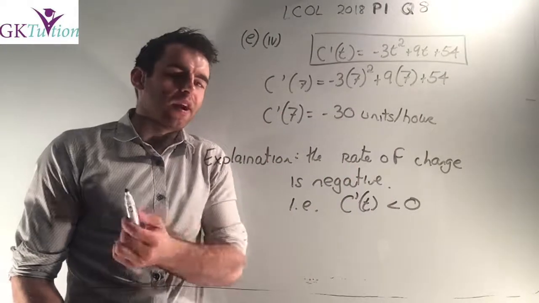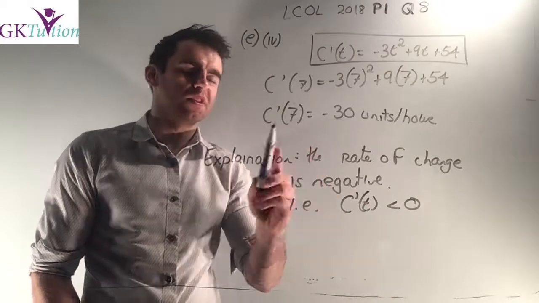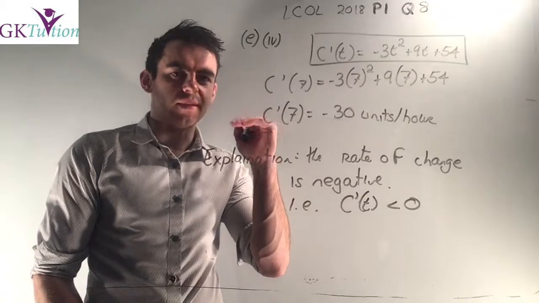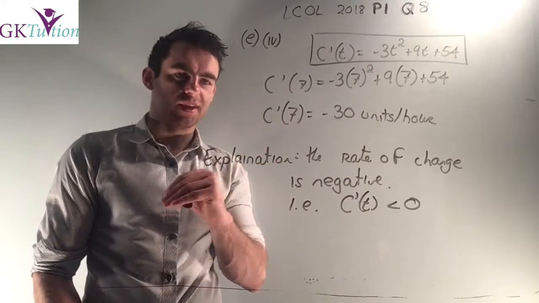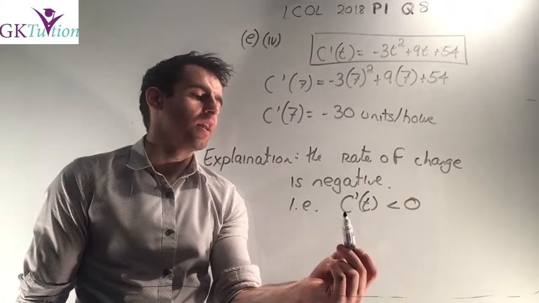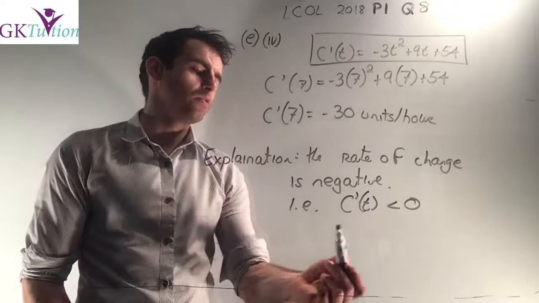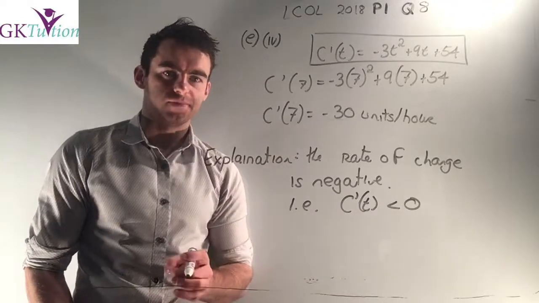Your explanation there, all they're looking for is that the rate of change is negative. In other words, because this is a negative answer, that means that the amount of drug in the bloodstream is decreasing 7 hours after you've taken the drug. Mathematically, you could write that as C'(t), the derivative, is less than 0. If you just indicate that, then you're fine for your marks.